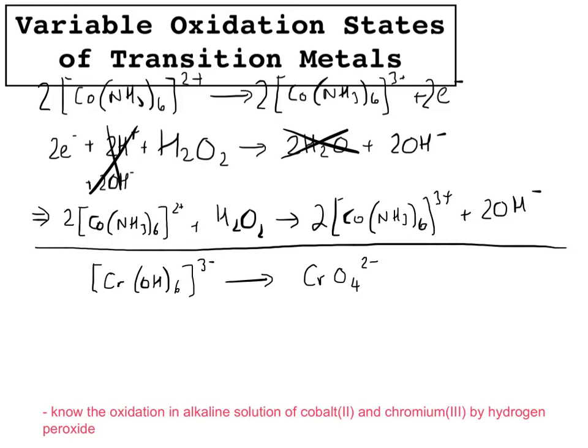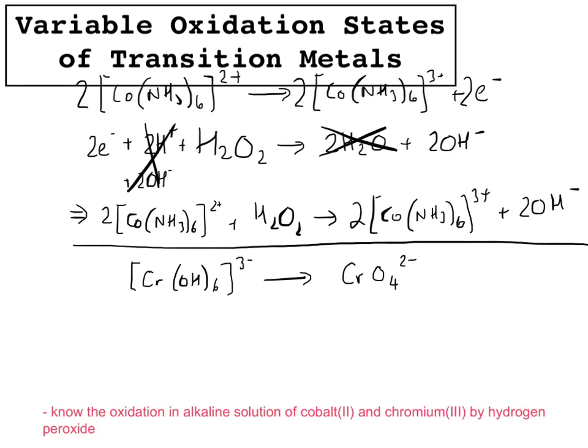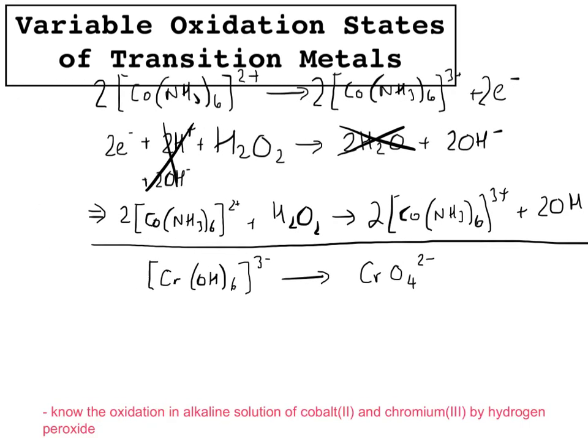So we need to balance this half equation. We'll balance it first as if it's in acidic conditions, as before. So chromium's already balanced. We'll balance the oxygens with water. There's 6 on the left-hand side. There's 4 on the right-hand side. So we need to add 2 H2O.